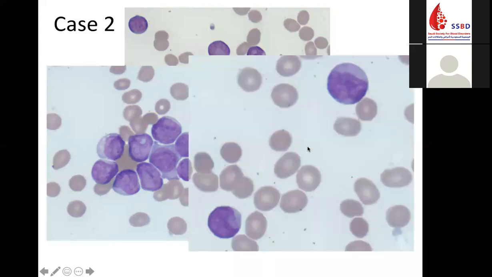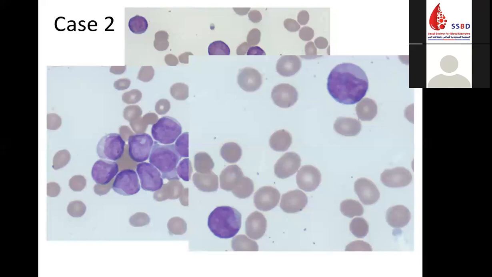This is also another 2 blasts, one of them showing the fine granulation in the cytoplasm. It shows more abundant cytoplasm here. And this one, believe me, there are fine small rods here. And as we know, Auer rods are diagnostic for myeloblasts.